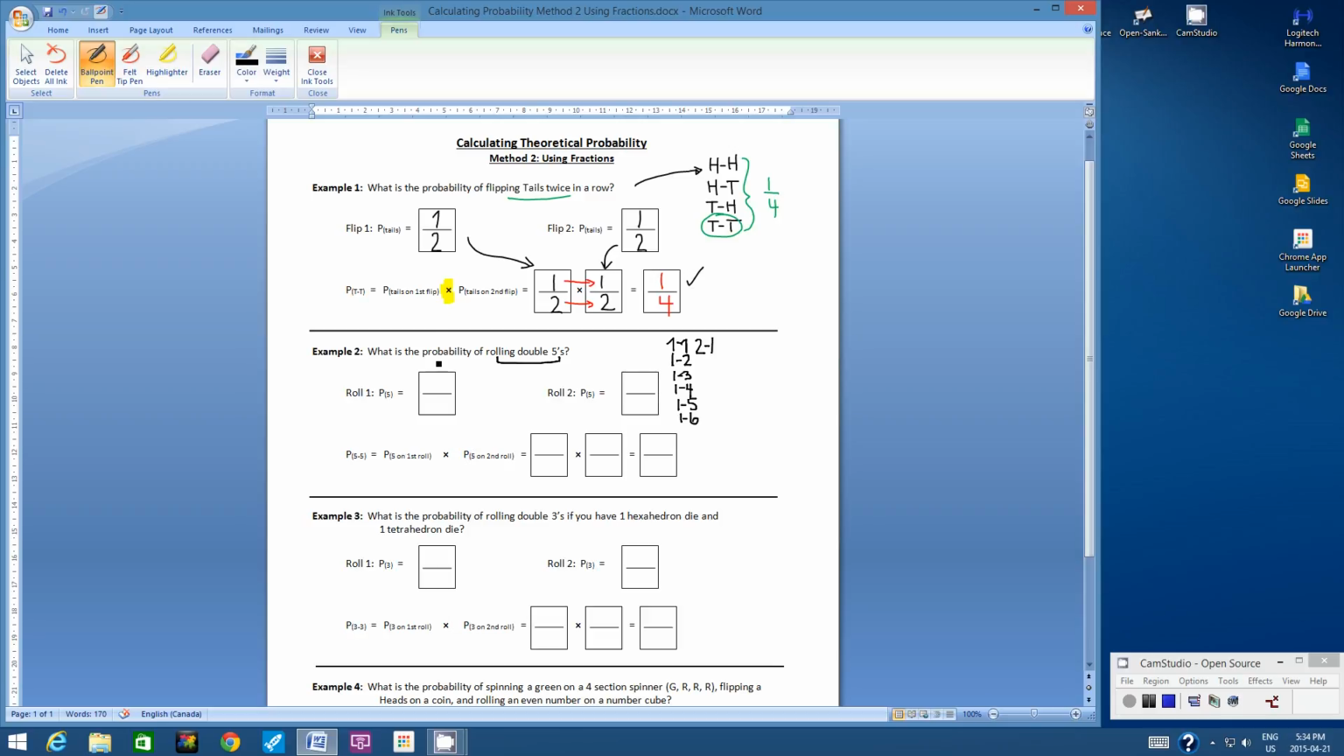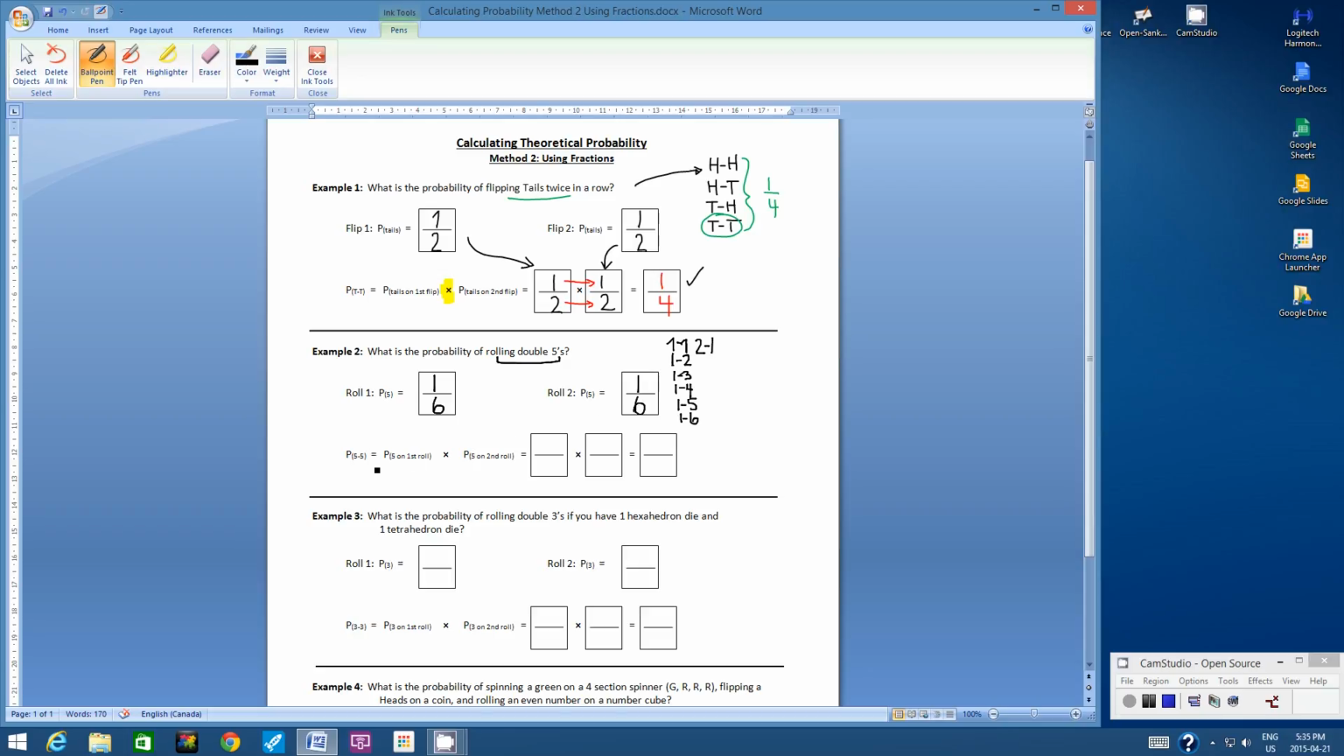Well, let's use method 2, using fractions. What is the probability of rolling a 5 with the first roll? We know in the number cube there are 6 numbers, and 5 only appears 1 time. So the probability of rolling a 5 is 1 out of 6. Now let's roll the number cube again. We're going to ignore the first roll. What is the probability of rolling a 5? Again, we have a total number of outcomes of 6, and 5 is only one of those outcomes. So we have 1 over 6 and 1 over 6.